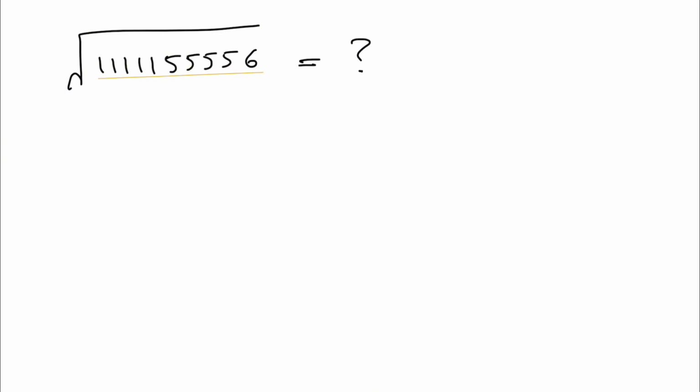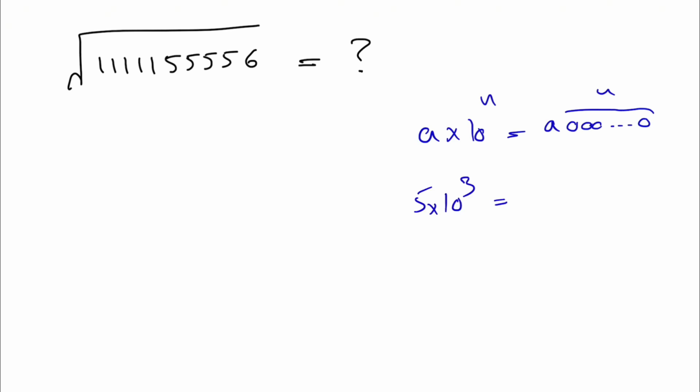In today's video we're going to be solving an interesting question, an interesting trick that we can use to find the square root of this weird number. What we're going to do is try to build this number. We know that when we have a number times 10 to the power of n, we basically have the number followed by n zeros. For example, if we have 5 times 10 to the 3, we will have 5 and 3 zeros after it. We're going to do that trick in here.